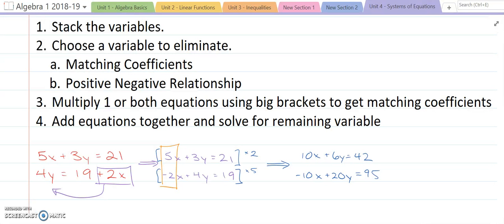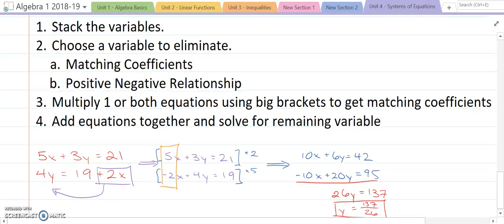Step 4 says to add your equations together and solve it for the remaining variable. 26y equals 137. And your y variable is the same thing as 137 over 26. Ugly, but right.